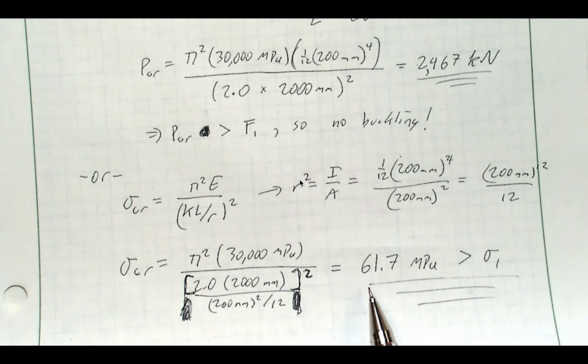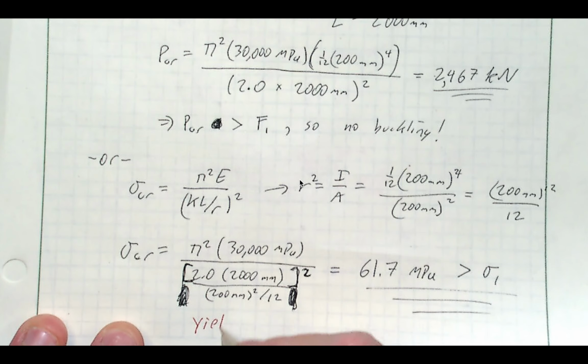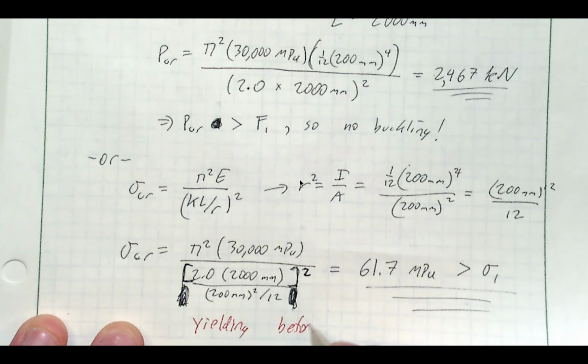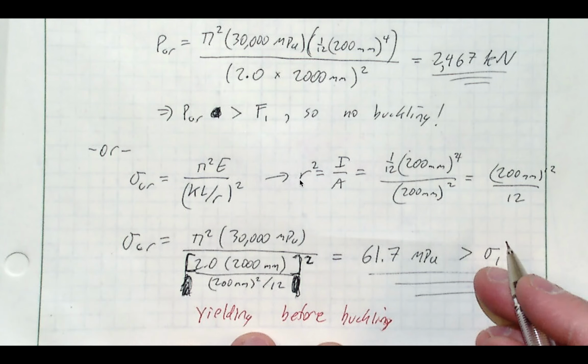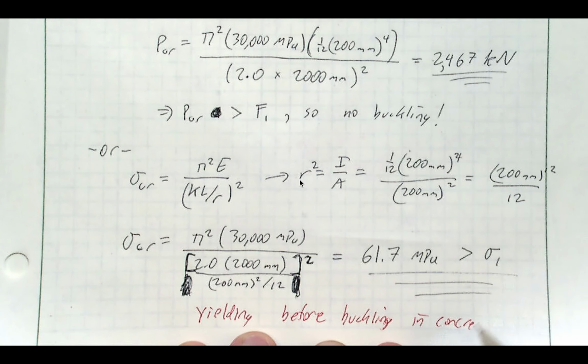If you calculate this out, you get 61.7 megapascals, which compared to our stress in posts 1 and 3, which is 16 megapascals, means we're still safe here from buckling. And again, our concrete is going to yield at about 20 to 40 megapascals, so we're going to get yielding before we get buckling anyways. That's the main message here: yielding before buckling in our concrete posts. Okay.